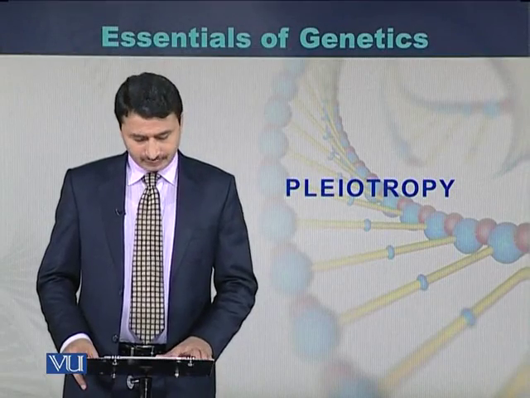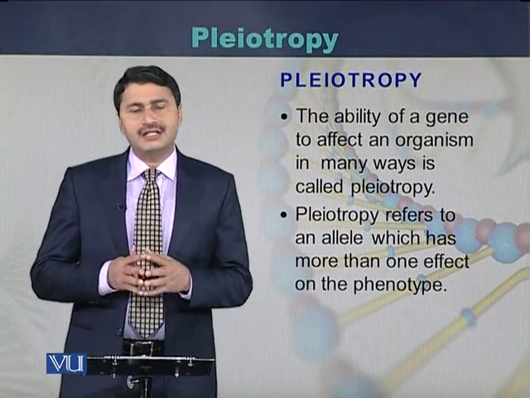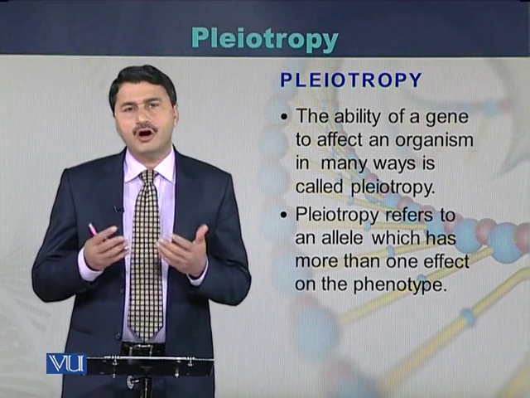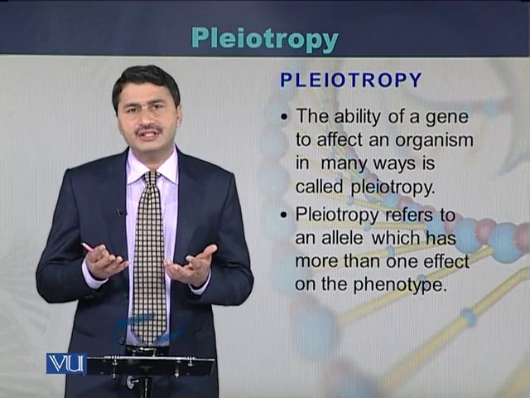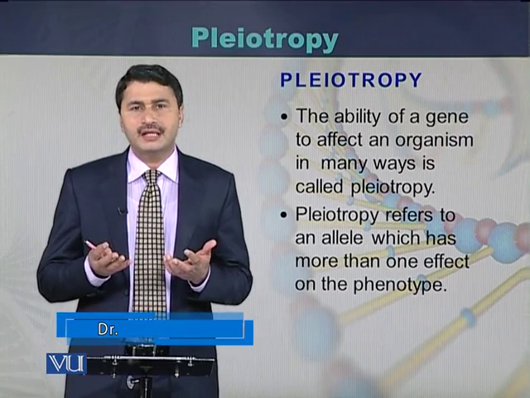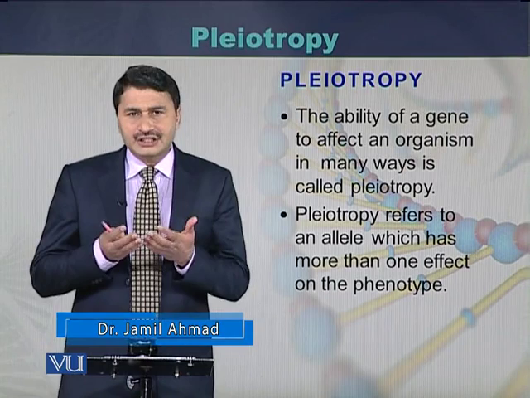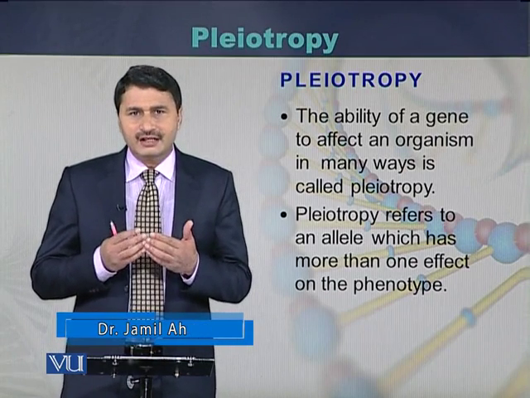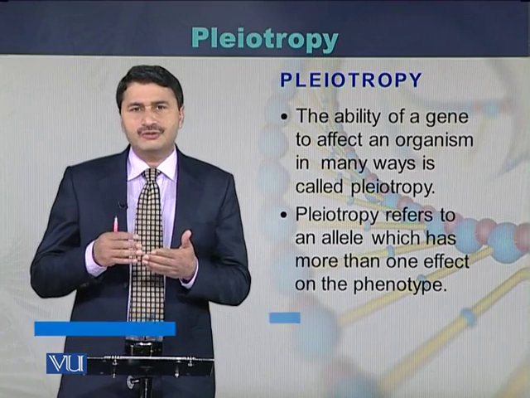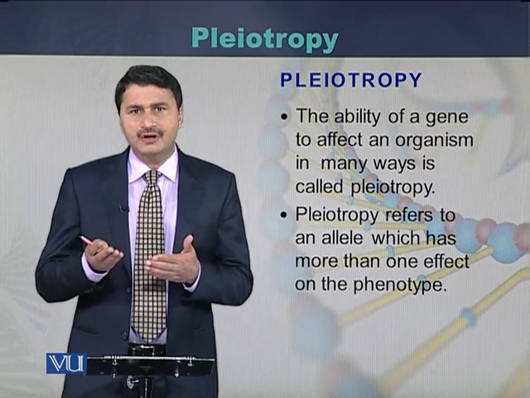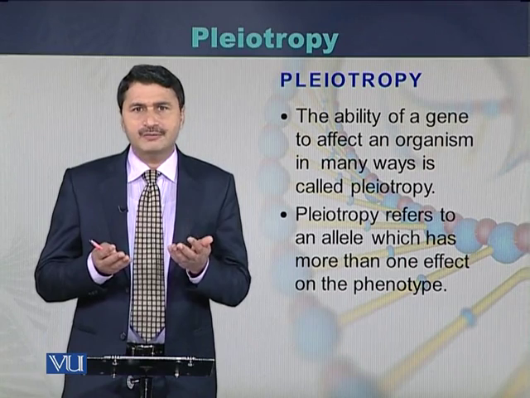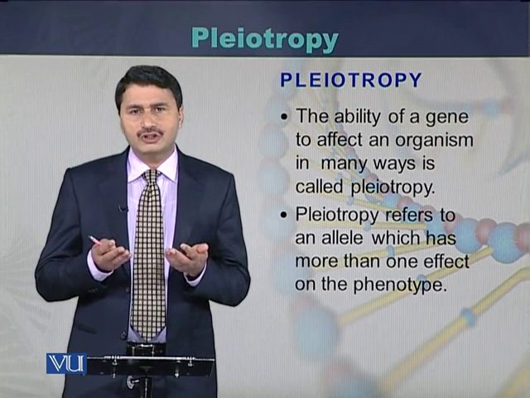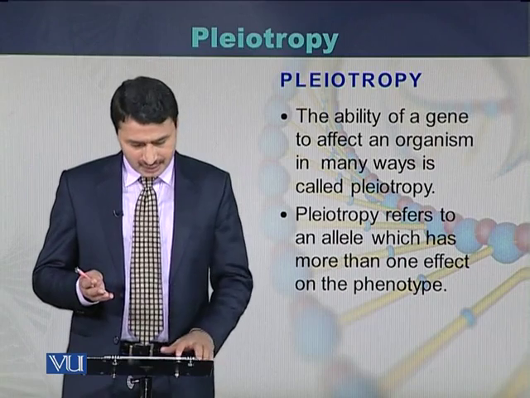Pleiotropy. The ability of a gene to express in an organism in many ways is called pleiotropy. It means a gene, if it has more than one expression, on one hand produces some phenotype, while on the other hand it produces another phenotype. Such a phenomenon is called pleiotropy.